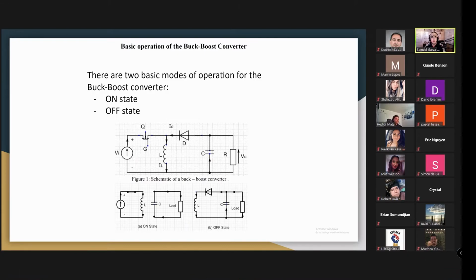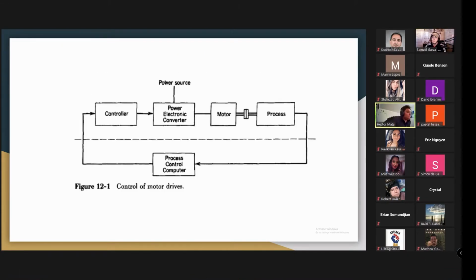Next slide. Here we have a schematic of a controlled motor drive. In the middle, we have a power electronic converter, which in our case is a buck boost converter. This converter is supplied by a power source, and the output voltage of the converter supplies voltage to the DC motor. On the output of the DC motor, we have a controller, and on the next slide, I'm going to show you a more detailed schematic of the controller itself.